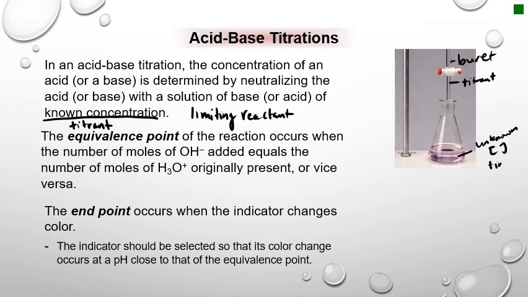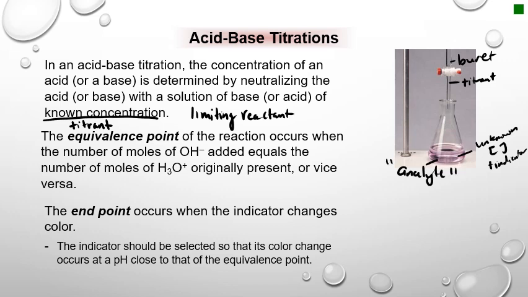And it would also have the indicator. If you remember, the indicator was that weak acid system that was sensitive to pH and changed colors. We'd have the indicator down here in the bottom with the unknown acid or base, and this is called the analyte.